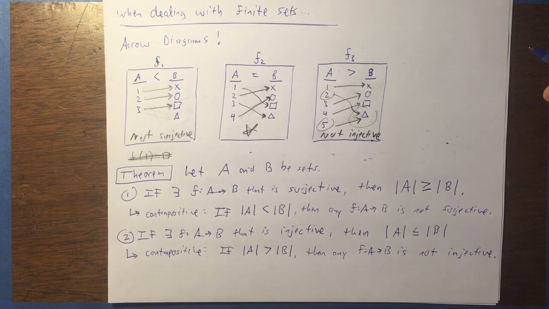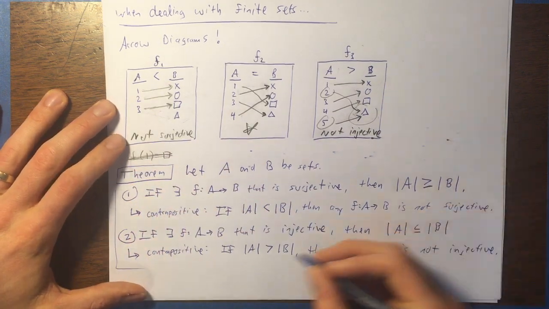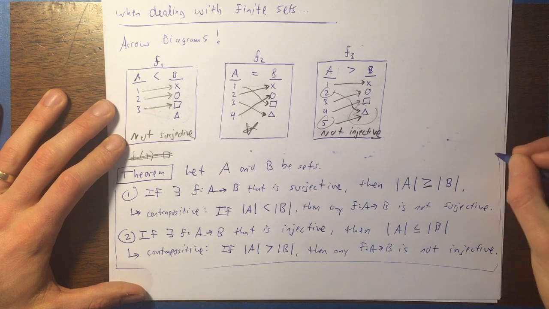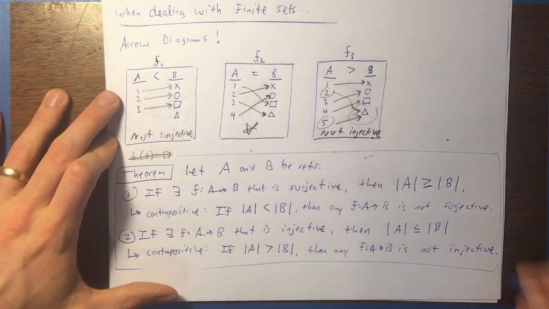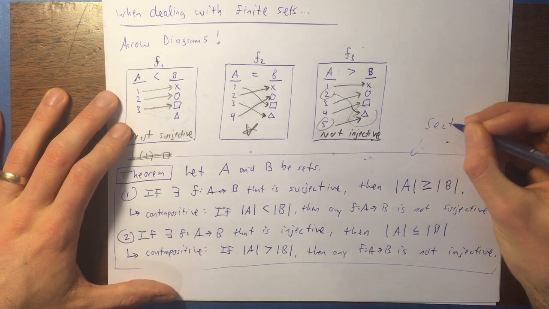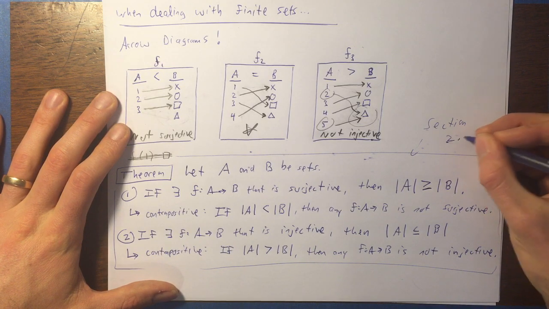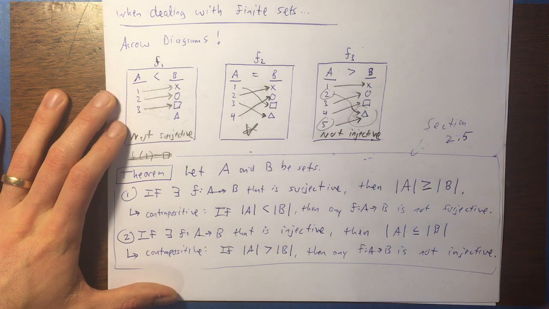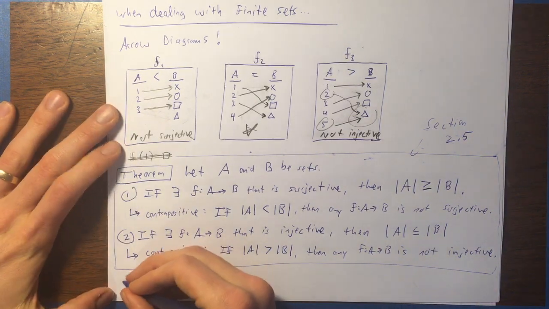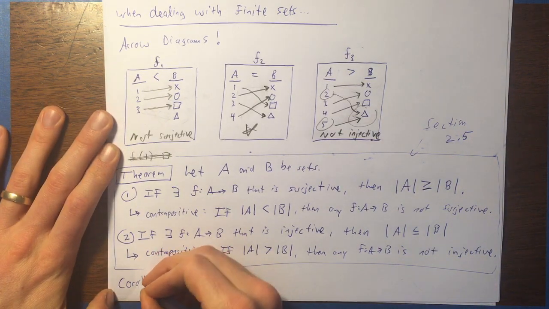How do you prove there can't exist a surjective function? Well, you might assume that there is one, and then prove that that leads to a contradiction. Proof by contradiction is super useful in scenarios like this. So this is a pretty important theorem. We're going to work with this theorem more in section 2.5. The last thing I want to leave you with in this video is a corollary.